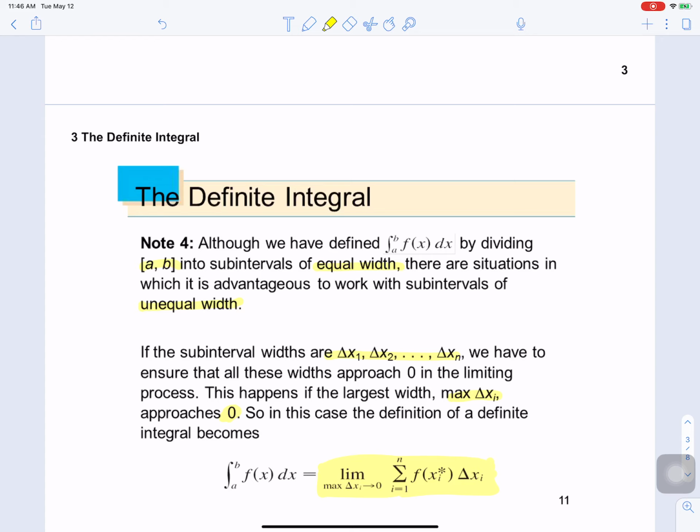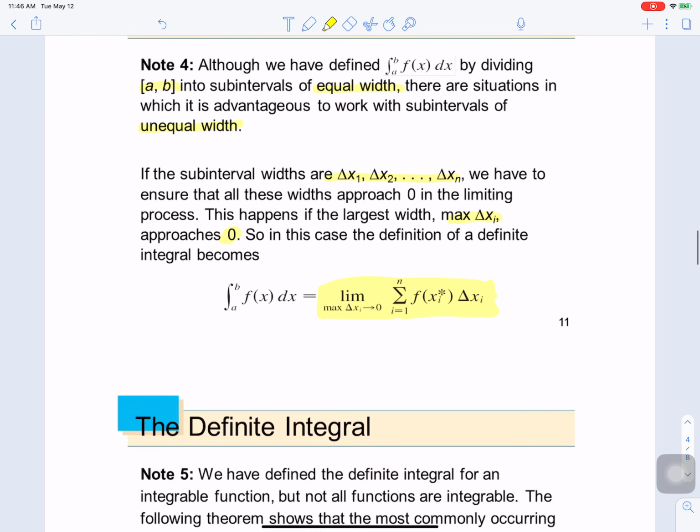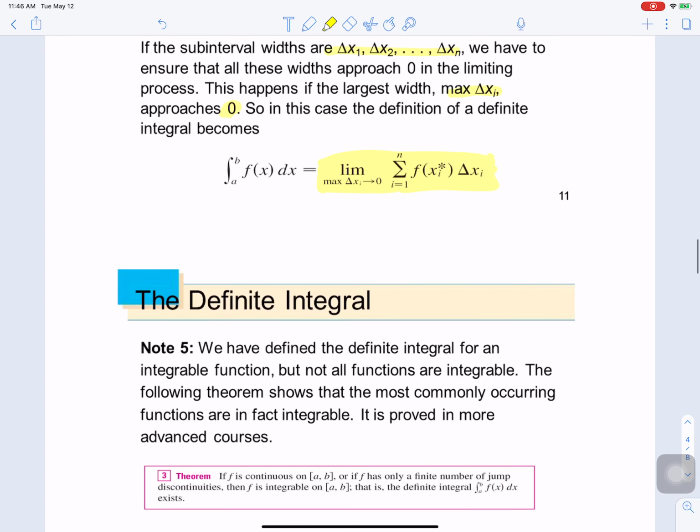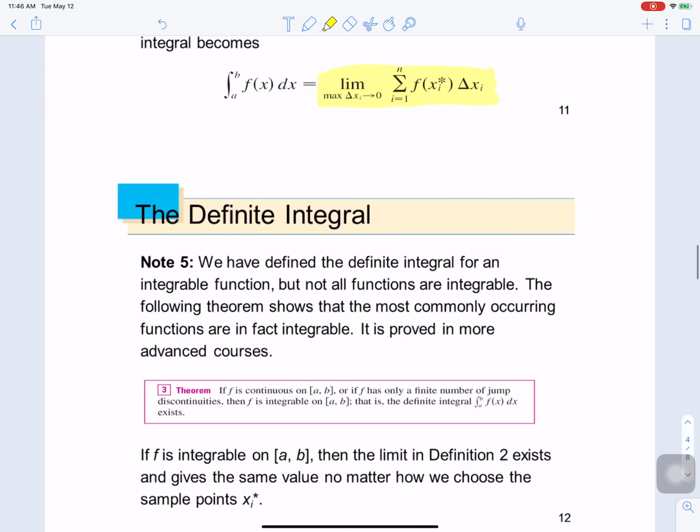Just here's an area problem. How do you solve it? You break your area up into rectangles. These rectangles can be equal or unequal width. The height of the rectangle depends on any point in that interval, and if that gives you a consistent sum all the way through with all these definitions, then I know that my definite integral works and the function is integrable.